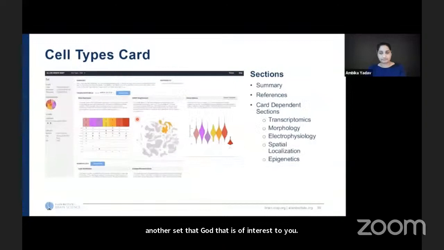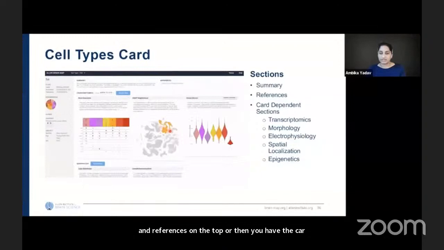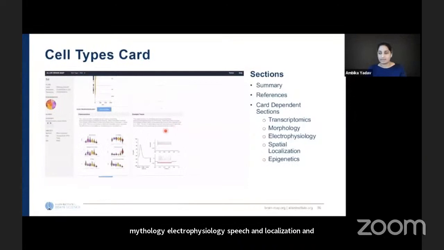Then we come to the sections where you have the summary and references on the top. Then you have the card dependent sections over here, which are transcriptomics, morphology, electrophysiology, spatial localization, and epigenetics, which we had mentioned and talked about earlier as well.